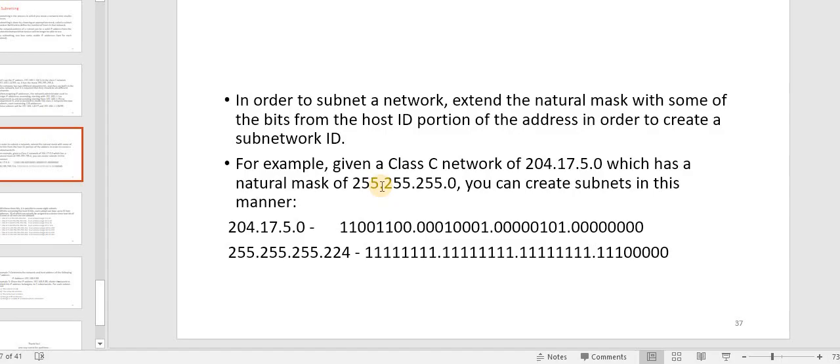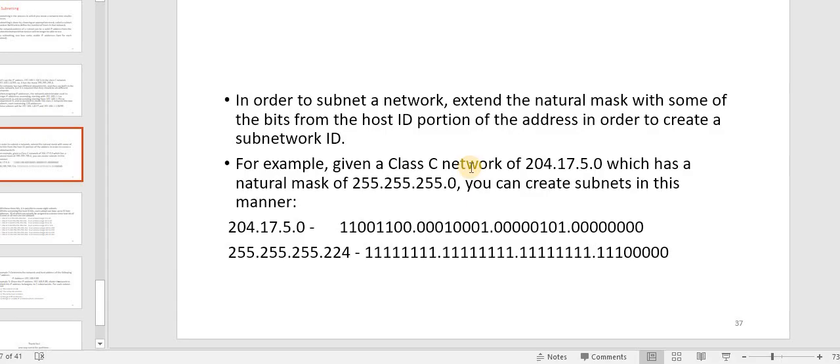And by the way, if you didn't see part 1, watch part 1 before you watch part 2. Because in part 1 we have seen what subnet masks are, what class of IP address are, class A, class B, class C, and so on and so forth. So in order to understand this video, you should watch part 1.